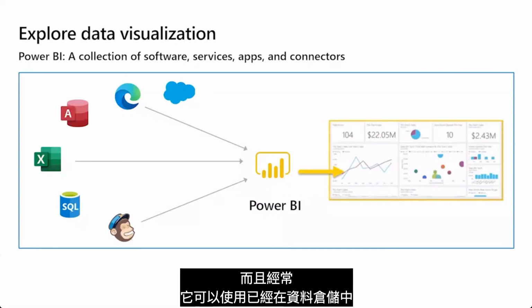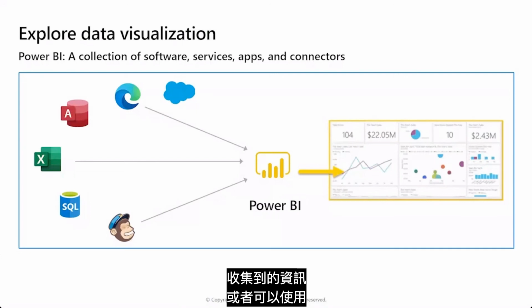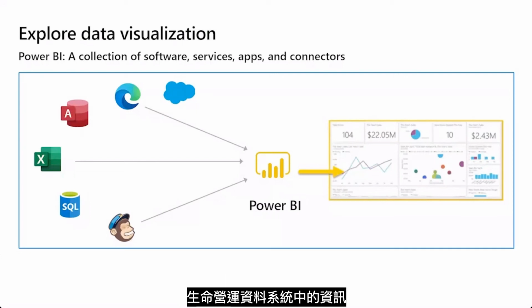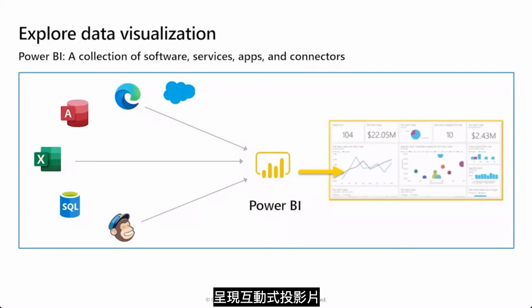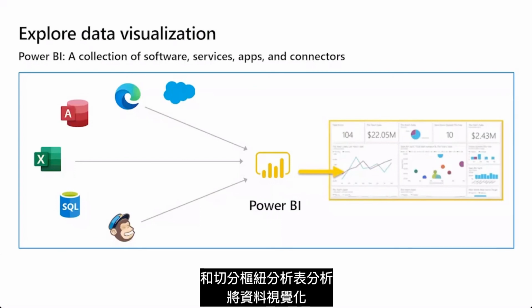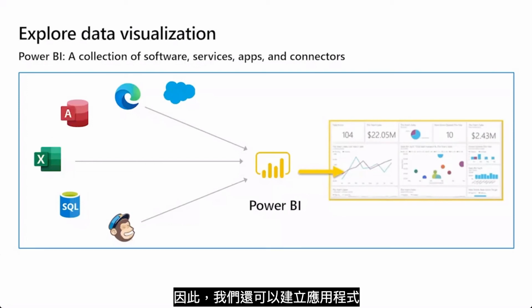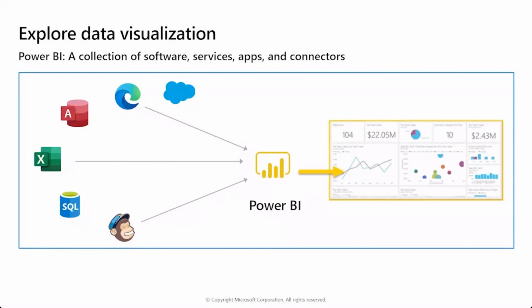Often they can use data that's been gathered in a data warehouse, or they could use data from live operational data systems. Some of the things that they might be able to do is present an interactive slice and dice pivot table analysis, visualize that data, or do some statistical data mining with the data. We could also create applications as part of the business intelligence process to tackle particular areas in the organization, like sales or production or financial, to really track how the business is performing against the industry and against the market.